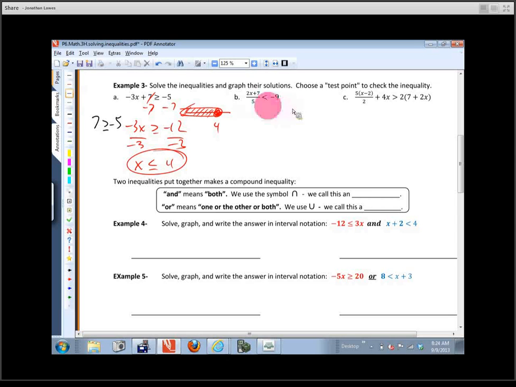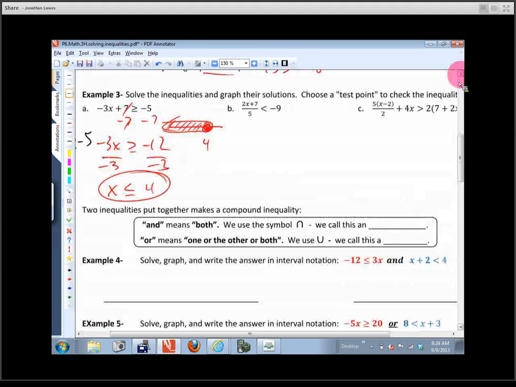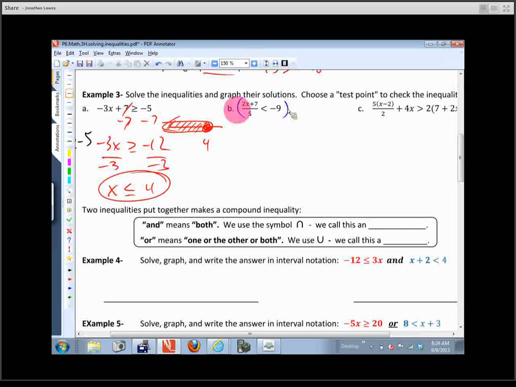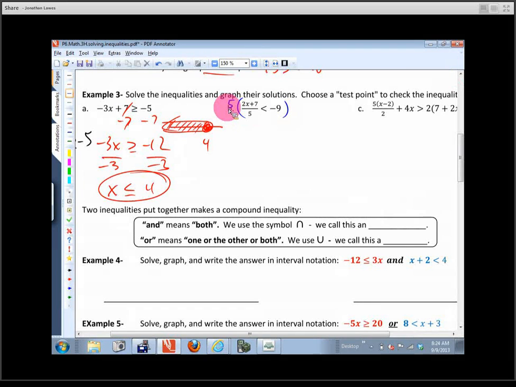Okay, Hope, what do we do on this one right here to solve that? Multiply both sides by 5. Now, if we multiply both sides by 5, does that change the direction of the inequality? Nope. So you get 2x plus 7.